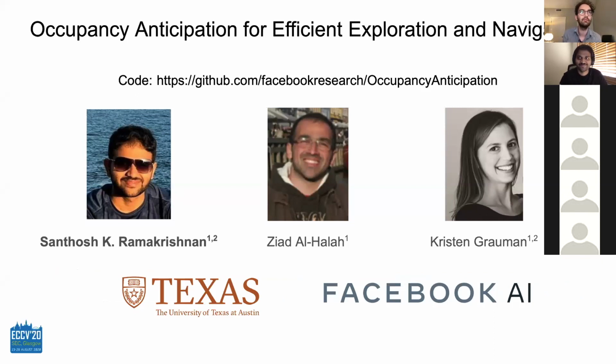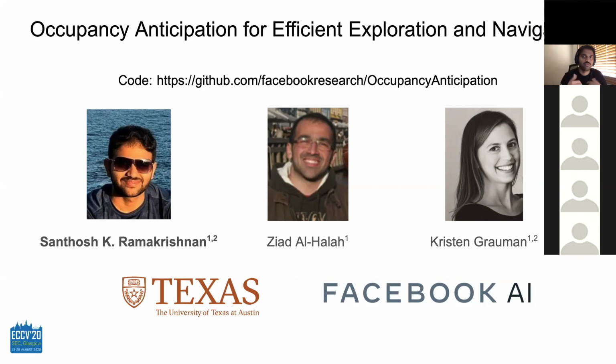Occupancy anticipation for efficient exploration and navigation. Hi again. In this work, we've again focused on the problem of exploration, but here we look at the idea of occupancy maps. Existing map-based approaches to embodied exploration and navigation only build occupancy maps for regions in space that are directly visible to the agent. This can be a limiting factor for exploration efficiency because if you need to accurately map the entire environment, you need to exhaustively explore each and every nook and corner of the environment.